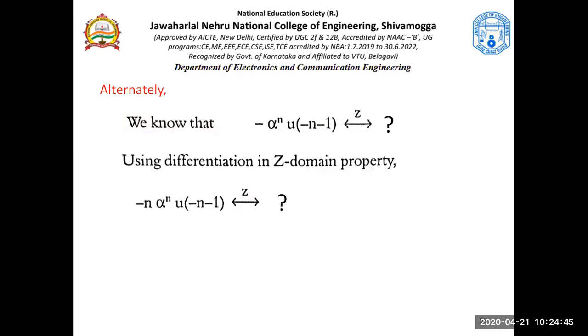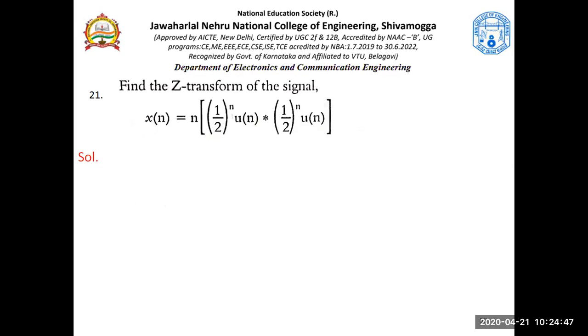Fine, let's go on with the next problem. Find the z transform of the following signal. They have not asked us to find the convolution of the two signals. This is a convolution problem, but they have not asked us to find the convolution of these two; they have asked us to find the z transform of this whole signal.